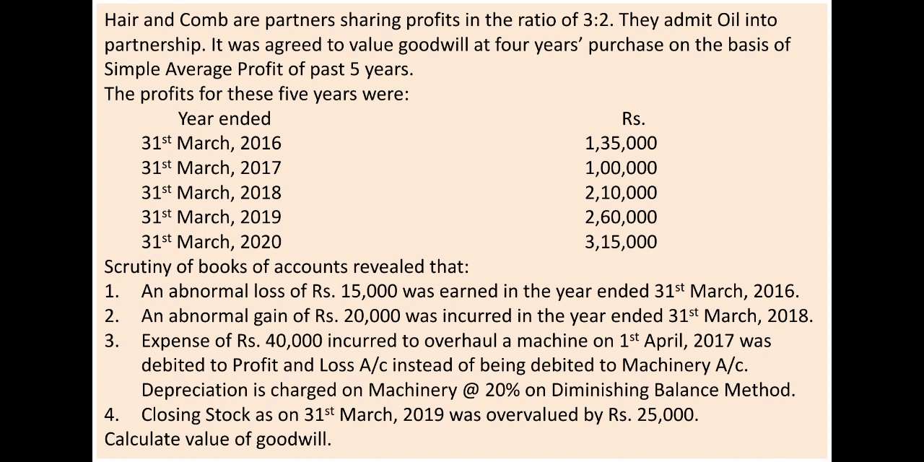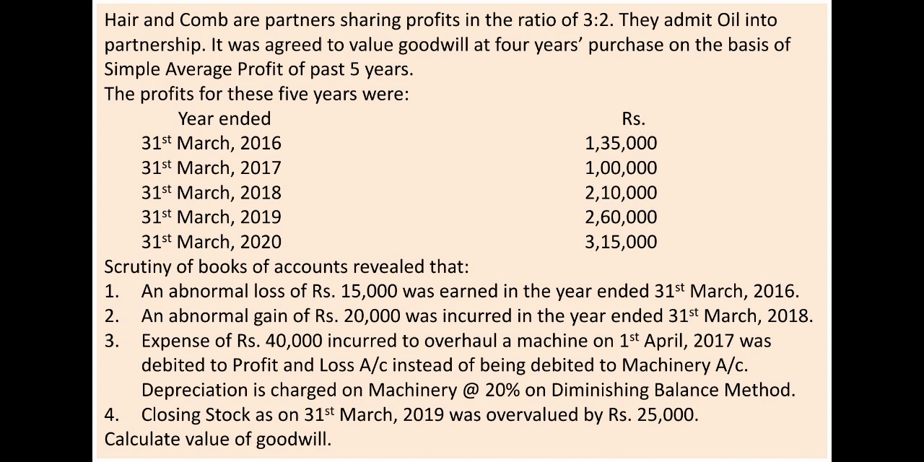Then our adjustments. Scrutiny of books of accounts revealed that an abnormal loss of 15,000 was incurred in the year ended 31st March 2016. An abnormal gain of rupees 20,000 was earned in the year ended 31st March 2018. Expense of rupees 40,000 incurred to overhaul a machine on 1st April 2017 was debited to profit and loss account instead of being debited to machinery account. As this is 1st April which comes before 31st March, we will solve our third entry first.